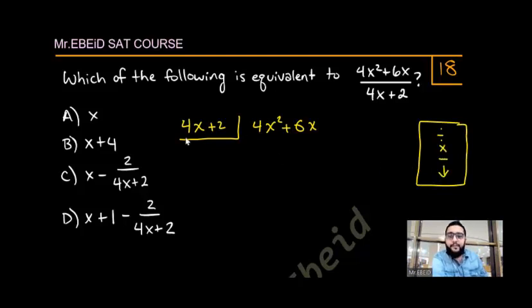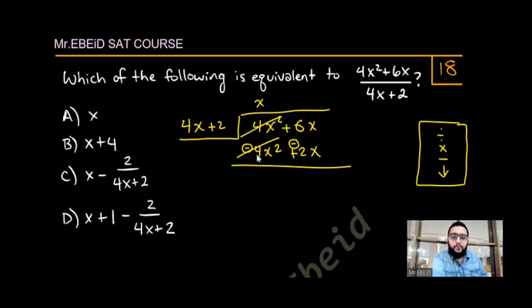At the beginning, we have 4x squared divided by 4x. 4 divided by 4 equals 1, and x squared divided by x equals x. Then multiply x times 4x, which equals 4x squared, and x times 2, which equals 2x. Then subtract: 4x squared minus 4x squared cancels, and we have 6x minus 2x, which equals 4x. And again, 4x divided by 4x equals 1. 1 times 4x equals 4x, and 1 times 2 equals 2. Then subtract, so we have negative 2.